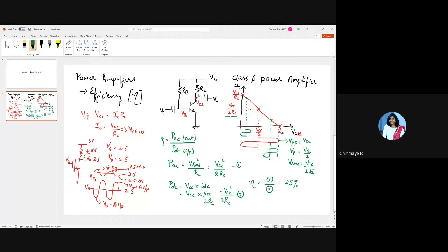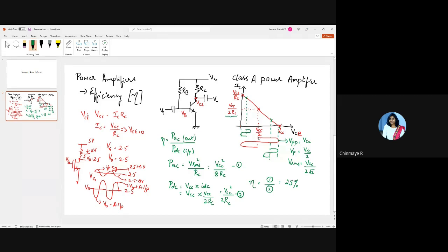This is a simple common emitter amplifier. So we drew the load line here. We plotted VCE versus IC, and then we drew the load line. Okay, and then we saw that the point at which we get the maximum swing is when VCE, that is the DC voltage here, is at VCC by 2. And why are we looking for the point for the maximum swing? Because that's the point at which we get the highest efficiency in any power amplifier.